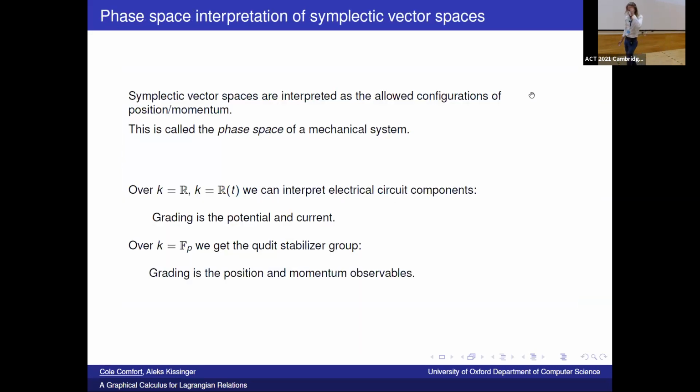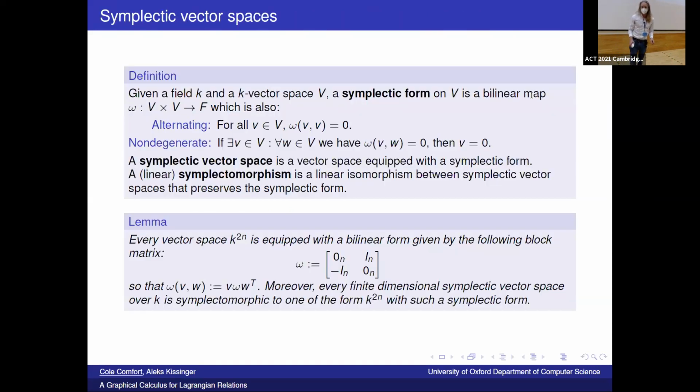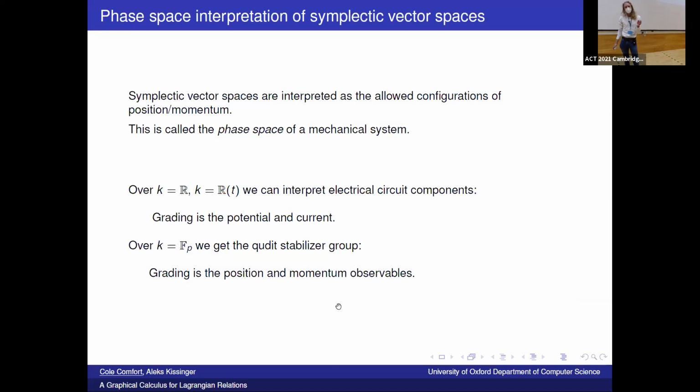There's some kind of physical interpretation of symplectic vector spaces which might be useful for intuition. And the idea is that the vectors in a symplectic vector space are interpreted as the position and momentum that are allowed in a mechanical system. So from this lemma where we split a symplectic vector space into two parts of equal dimension, one part we'll think of as position and the other part as momentum. Physicists call this the phase space of a mechanical system.